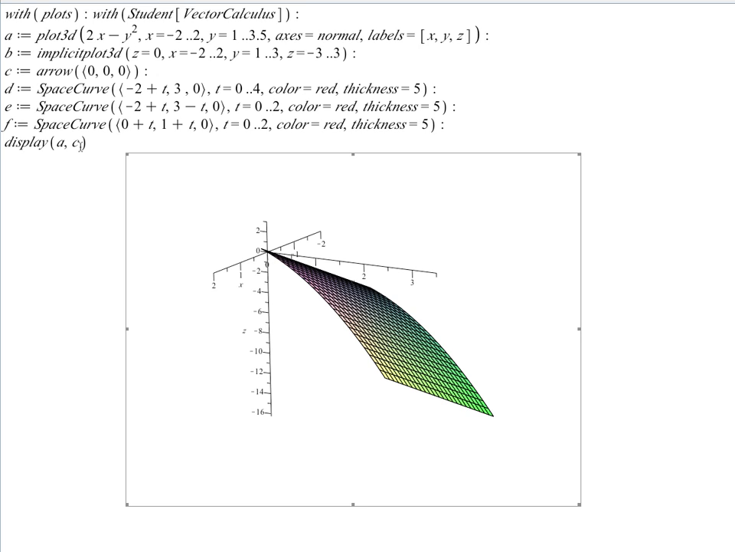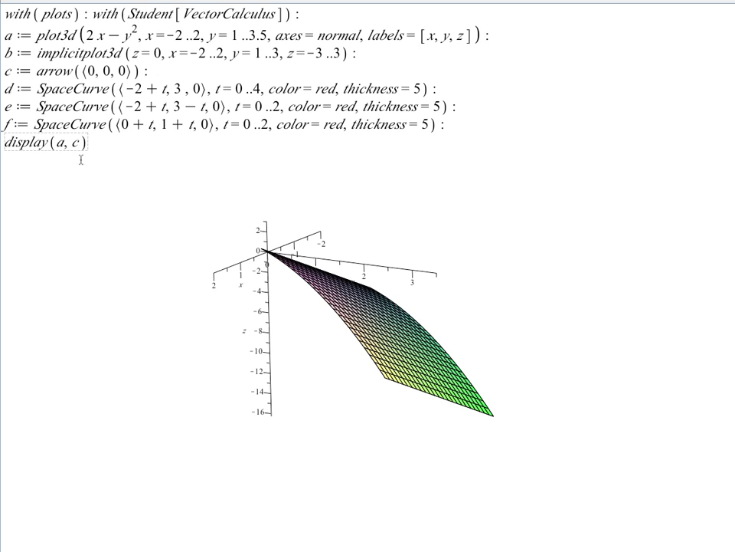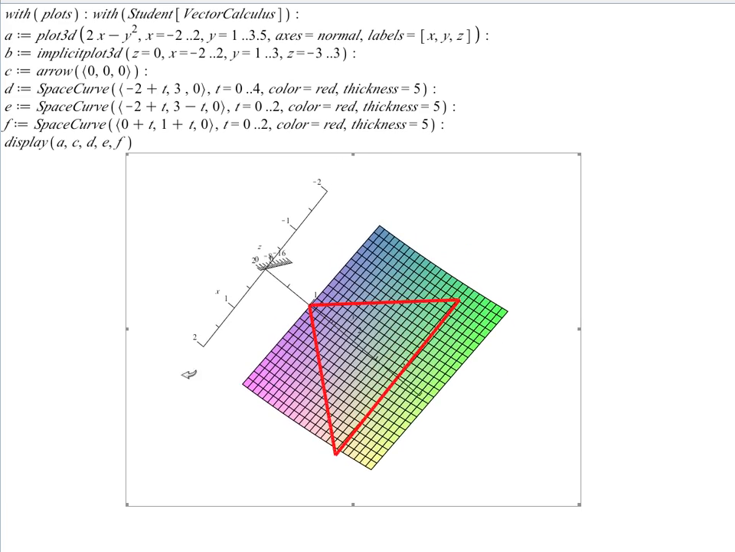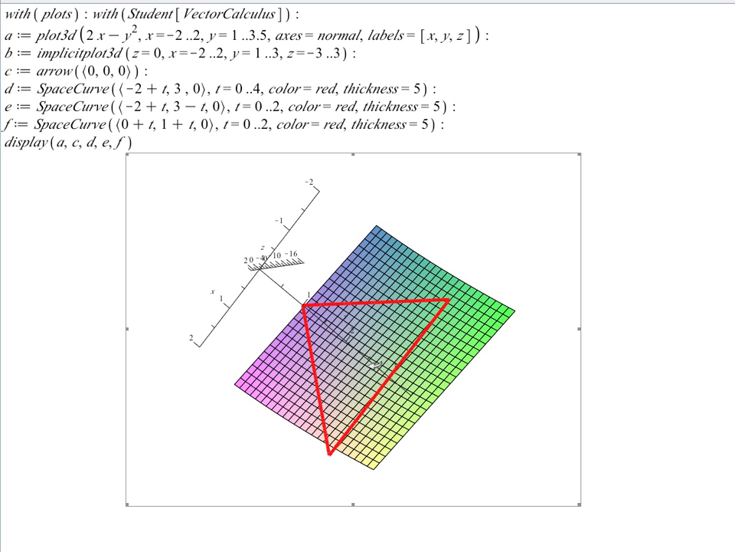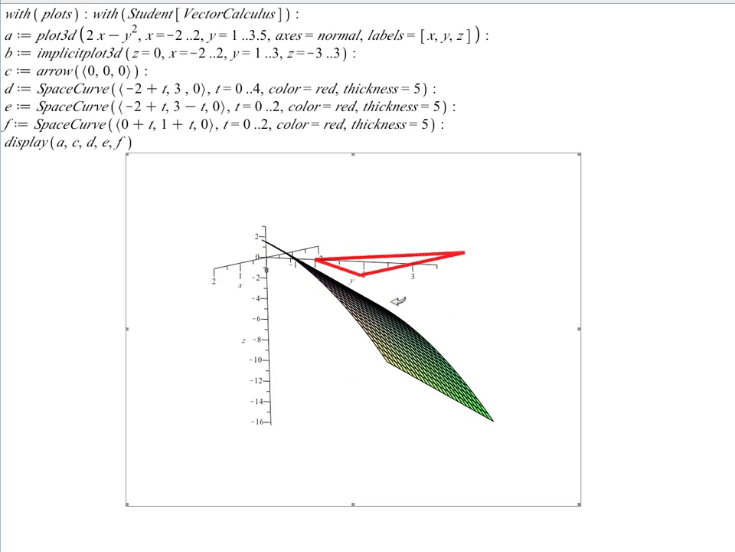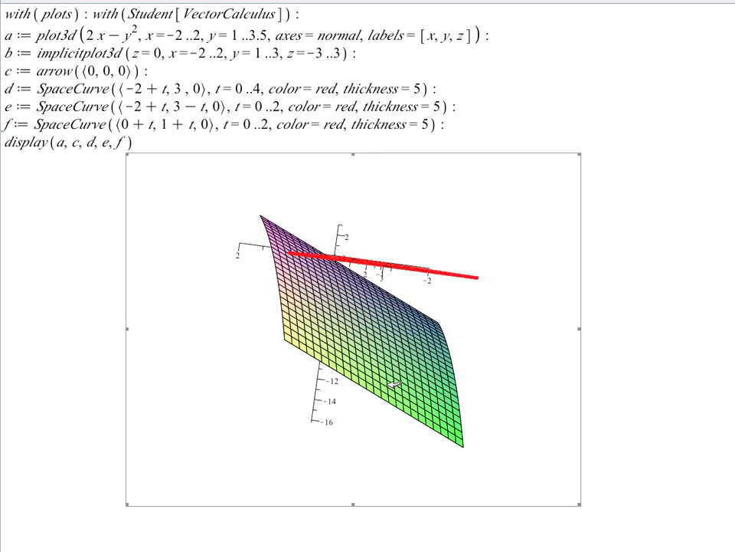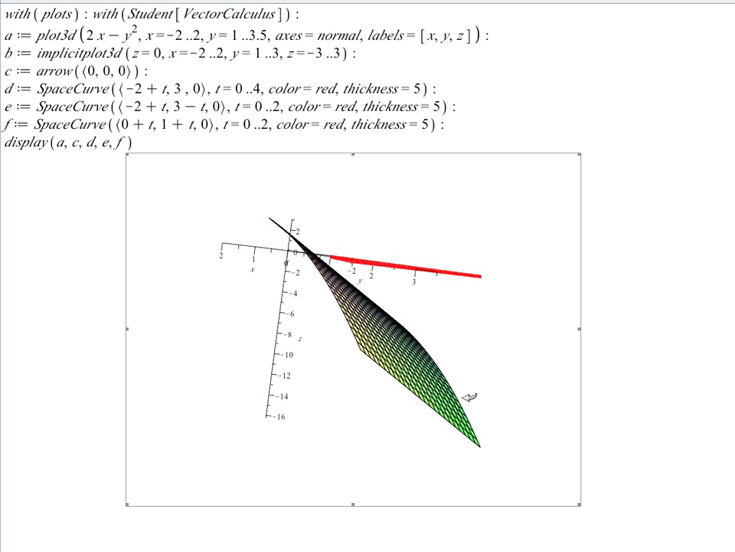So I'm going to add a few more things in here. I'm going to put D, E, and F. And that's this triangular region that we're talking about. If I look straight down there on the xy plane, here's x, here's positive y. Here's that triangular region. So when I look at that triangular region, as it's over top of this surface, it's pretty clear that the surface is all below this region that we're integrating.